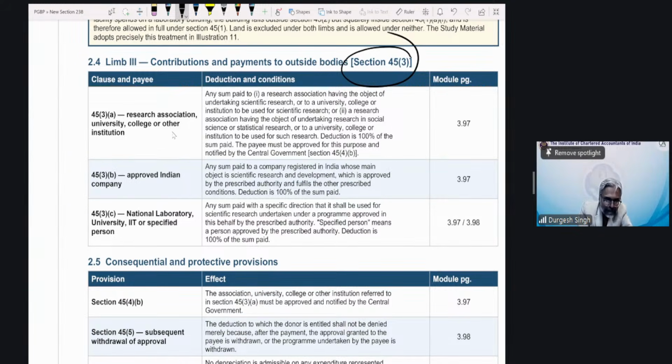So these are the list of institutions: association, university, college, or whatever it be, or some approved company approved by, again the same, Director General of Scientific Research. They may approve some company who are doing the research, and if you give donation to those companies, you get deduction in this case. Then you have got national laboratory, university, IIT specified, again you claim a deduction. So that is what it is in this case.